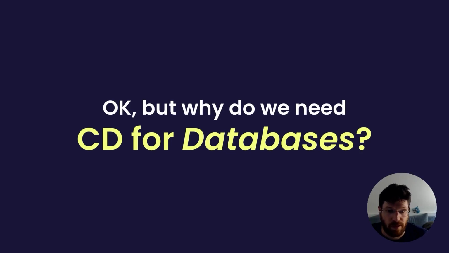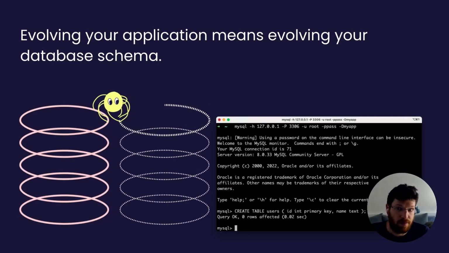Okay, so I think we've established that continuous delivery is a positive thing, that it's good to automate your deployments. But why are we talking about the database? Why do we need CD for databases? Well, it turns out that the answer is very simple, but it may be not intuitive for everyone. Evolving your application means evolving your database schema. Your application, 95% of the time, is backed by some database. This database has a schema. As you add features, you need to create new tables. You need to alter the table structure. You need to add indexes to improve performance. Evolving your application means evolving your database schema.